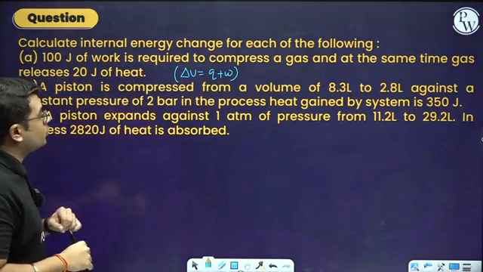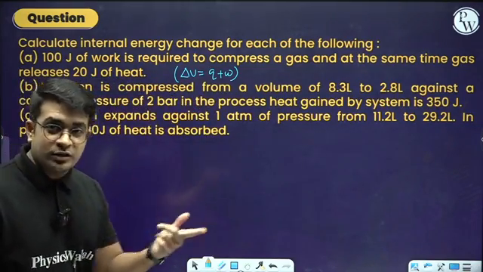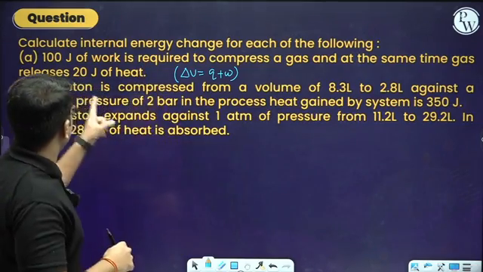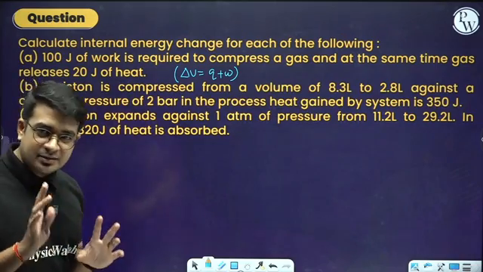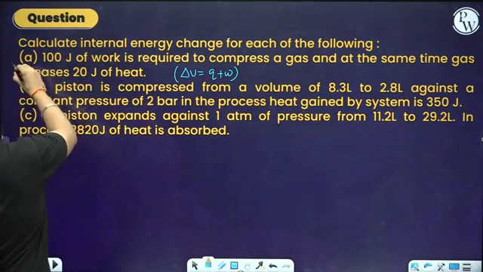100 joule of work is required to compress. It means work is done on the system, which is positive, and it releases heat. It means Q is negative. So 100 minus 20, that will be 80. I just gave you the hint as well as the answer. So it's a very simple question.